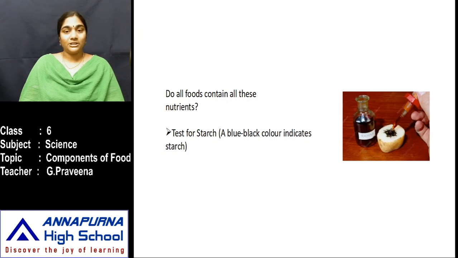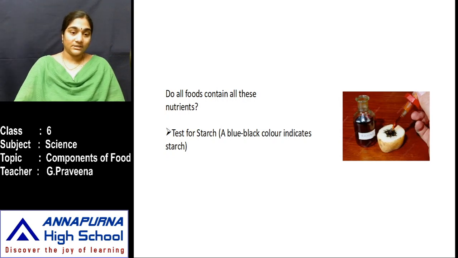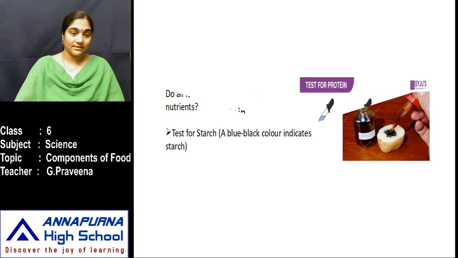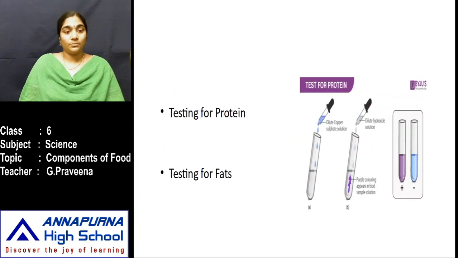So in this picture which is displayed, you can see I have taken a slice of potato and added 2 or 3 drops of iodine to it. It changes color to blue or black. So we can say that potato consists of a larger amount of starch in it. Starch is a kind of carbohydrate. Yes, now let us go with the second test, that is the test for proteins.